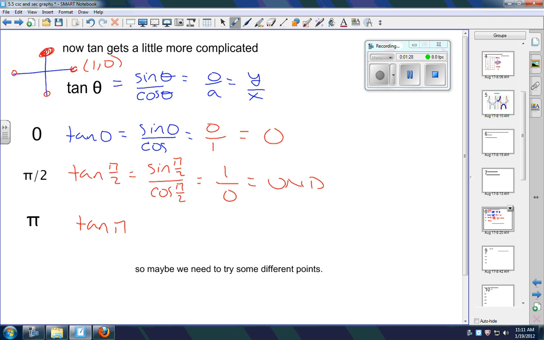Now, if we want to do a tangent of a pi, so it's sine of pi over cosine of pi, so we come over here. Sine over there is 0, there's no y value, cosine is here, and we get 0. That's not really going to help us, just having dots at 0 and asymptotes. So we're going to need some more points.